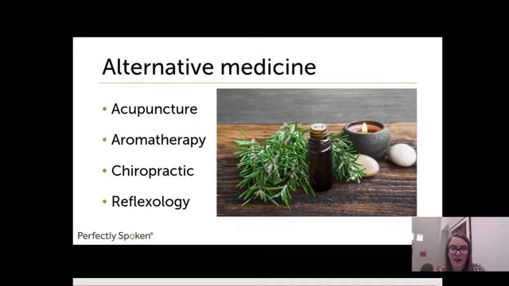Good. So that's thinking along the lines of more mainstream medication. What about alternative? What happens in your country? Have you ever experienced acupuncture, aromatherapy, chiropractic, or reflexology? What are your thoughts? Do you think these are effective?